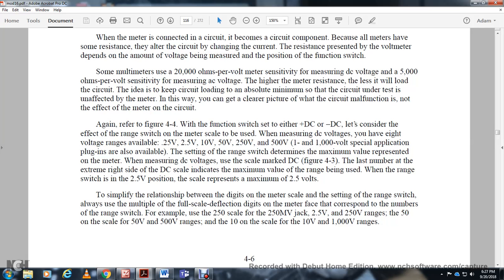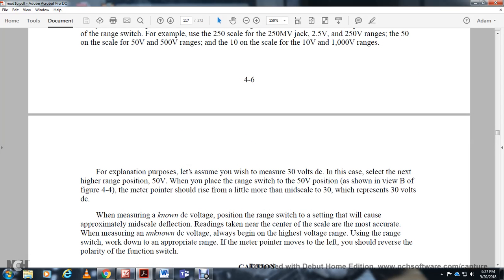So the relationship between the digits on the meter scale and the selected range switch position is always a multiple of the full scale deflection digit of the meter face with the corresponding number of the range switch. Example: the 250 scale is used for the 2.5 volt and 250 volt ranges, the 50 scale for the 50 and 500 volt ranges, and the 10 scale for the 10 and 1,000 volt ranges.